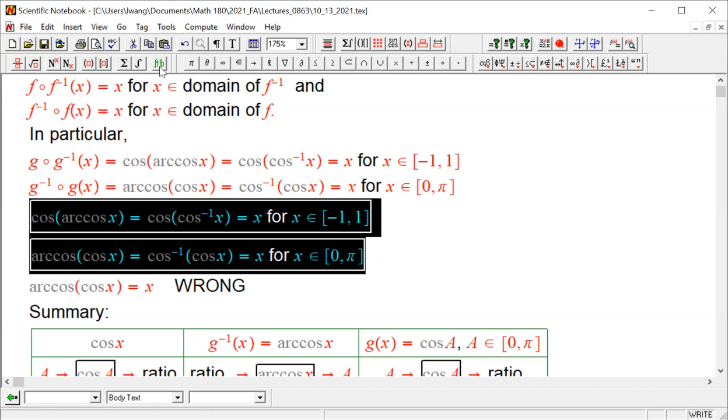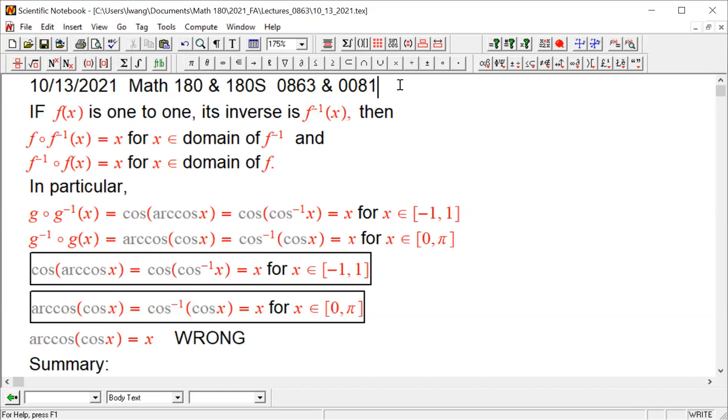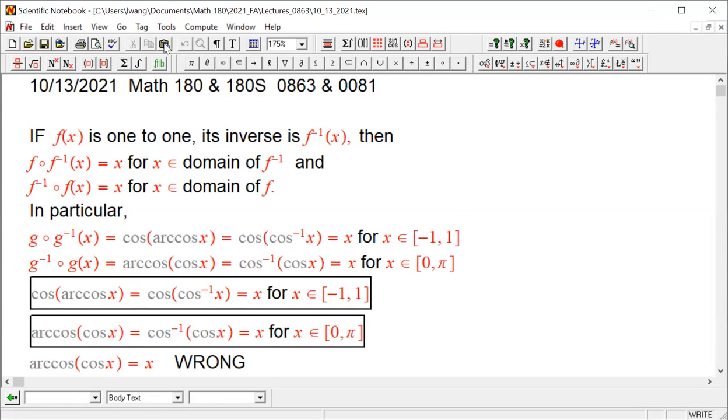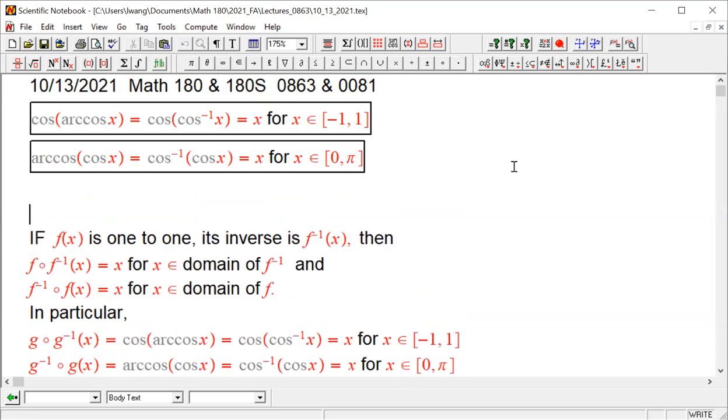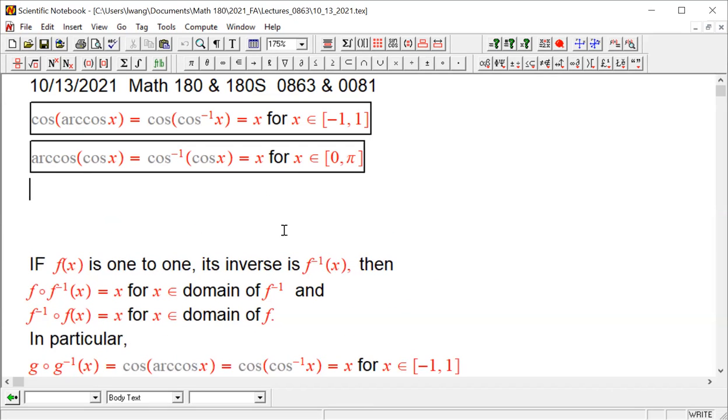Okay, so with that said and done, we have all of these in our preparation. Now we're ready for trick 7A. So let's look at trick 7A.